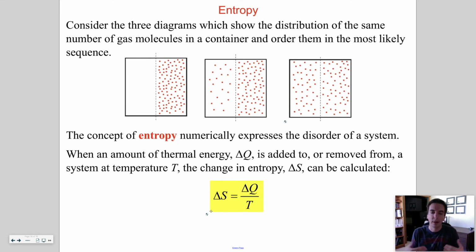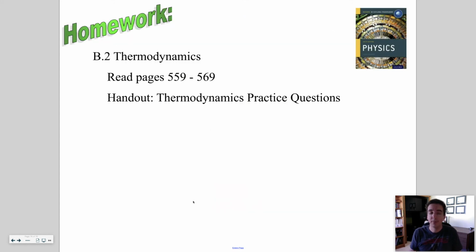But again, for this brief explanation through the notes, it is recommended that you follow the links that I will insert below, and then in your Google Classroom assignment, learn a little bit more about that. If you're even more interested in it, I highly recommend that you read pages 559 to 569, and then attached will be your handout that you can practice on thermodynamics.